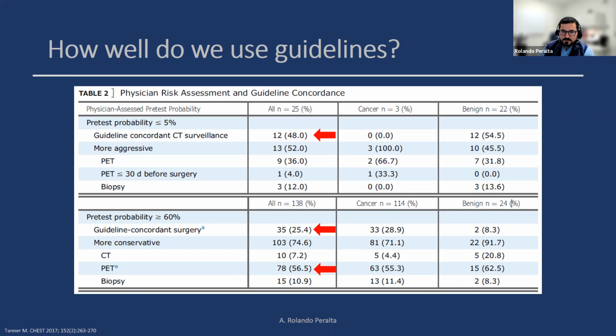On the other side, it takes 60%. It should be 65, but they did 60%. I'm not sure why. Concordantly, it would be sent for surgery, right? But only 25% of the patients were sent to surgery. Most of them had something else, a PET CT, a biopsy. Again, big problem, right? High probability of malignancy, PET CT, the negative predictive value of this is not very high. So I'm concerned that a lot of these patients actually have cancer and they've been pushed in a different direction. So we don't use it very well. So now we know how to do this, right?